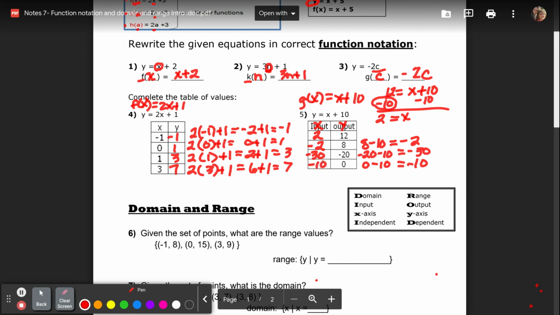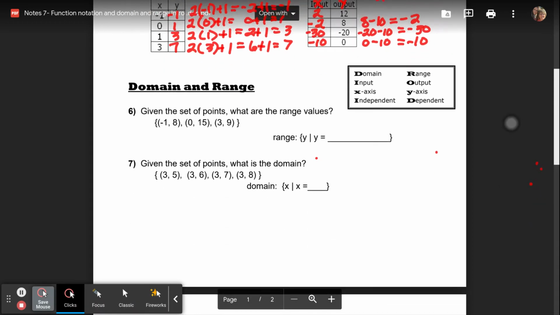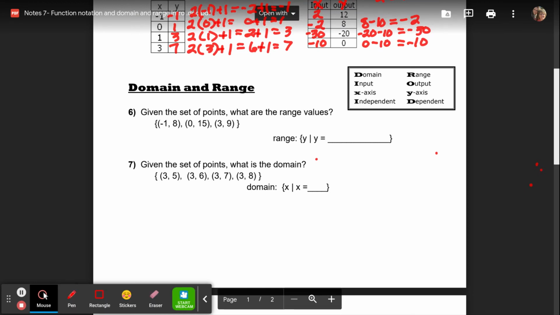All right, let's see what we have down here now on domain and range. Some things to know about domain and range is that the domain represents the X value. So if you see right here, the domain represents the input, represents the X, and it's also the independent variable, that we don't really have to go over this year. The range is going to be the output, the Y variable, and the dependent variable.